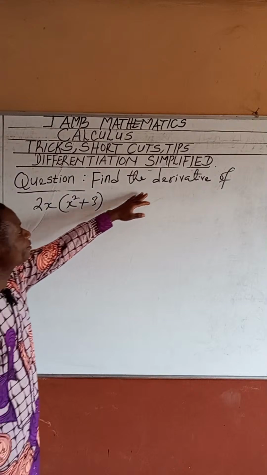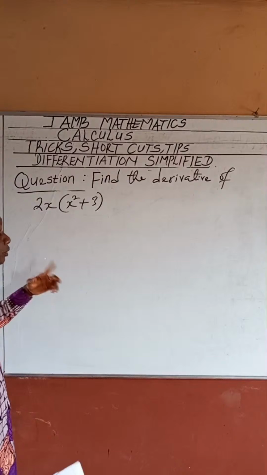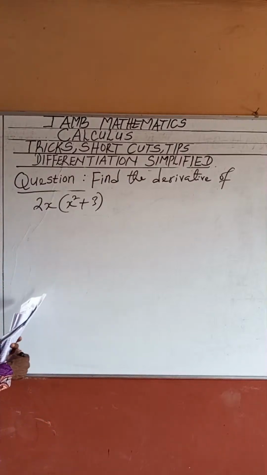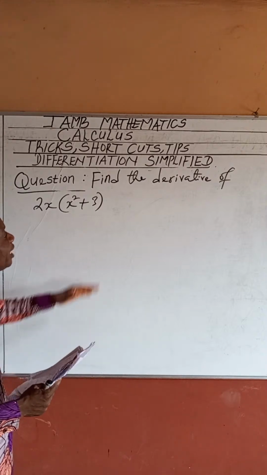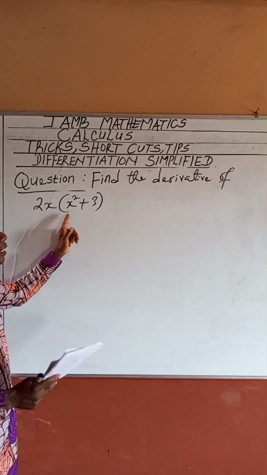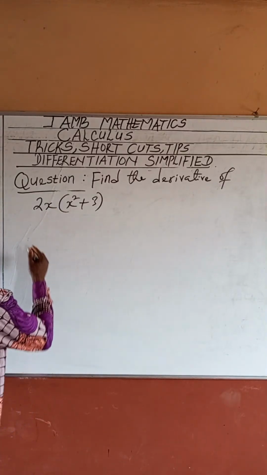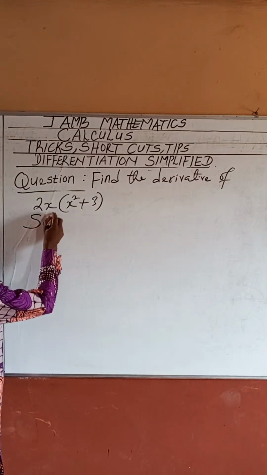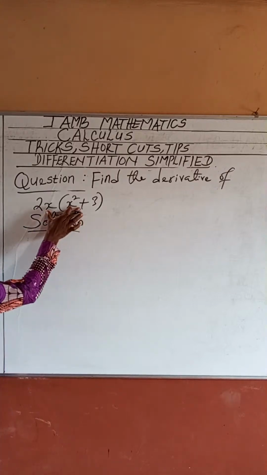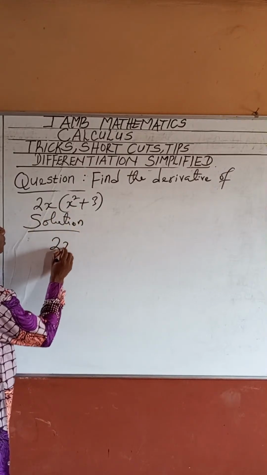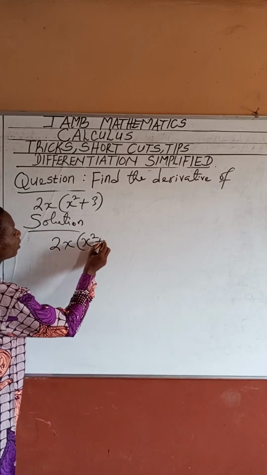The question may come in the form of derivative, or differential coefficient, or dy/dx. Sometimes you may be told to find dx/dy, which means you find dy/dx, then invert it. That becomes dx/dy. So it can come in different forms. JAMB can be very tricky, so you need to understand them very well if you want to do extremely well. So we are given 2x, x squared plus 3.